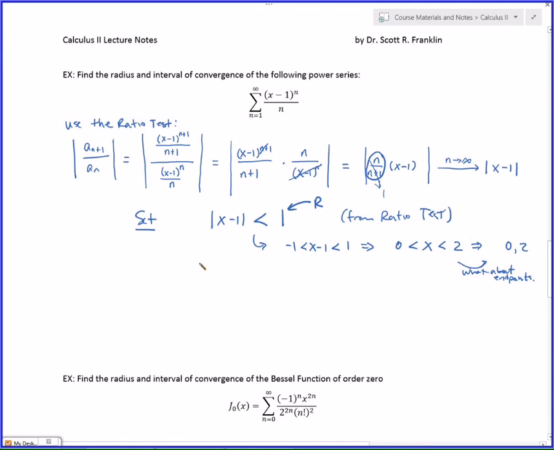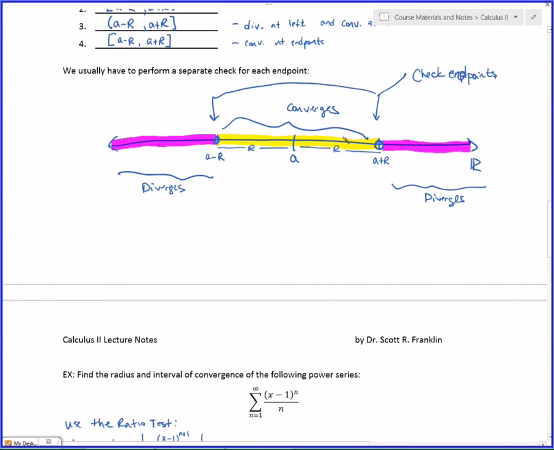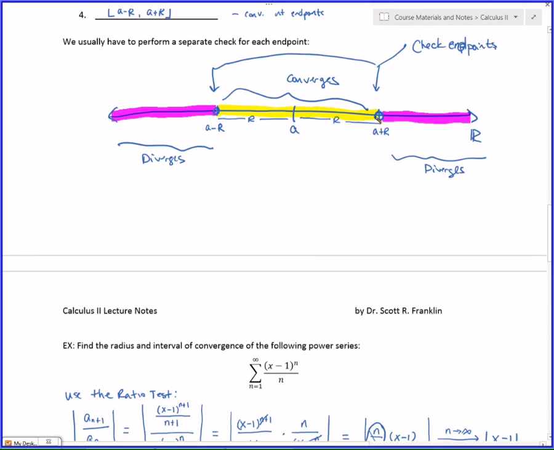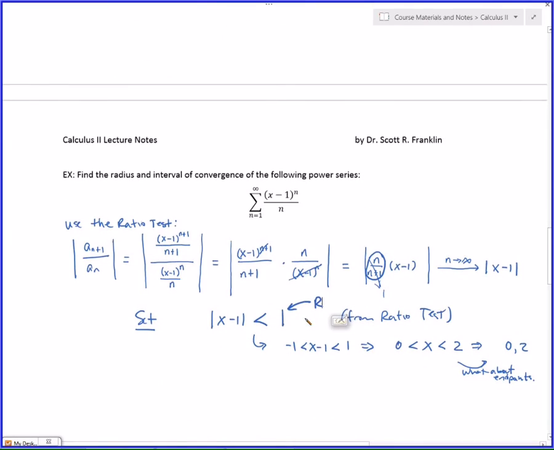Okay. Which one is that? It's the one right here. So if you go back up to my picture from here, it's how far away you are from the center, right? So your center in this case is what? 1, right? And you're saying all values within 1 of 1, right? Absolute value of x minus 1 is less than 1. So there's your radius of convergence.